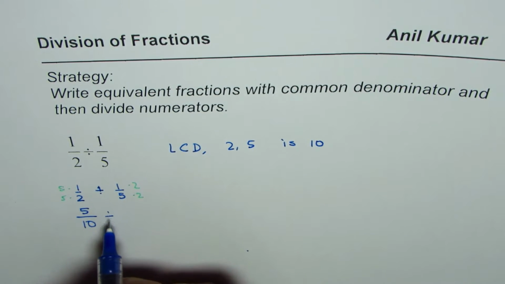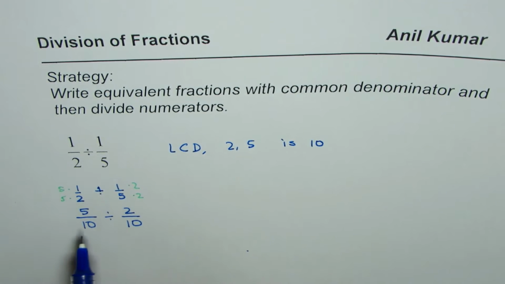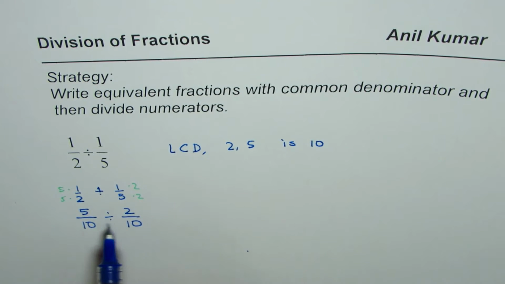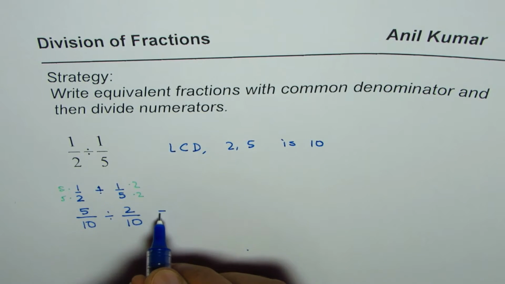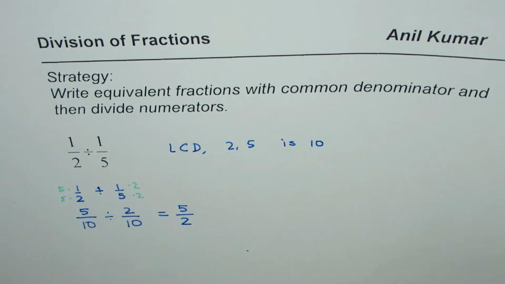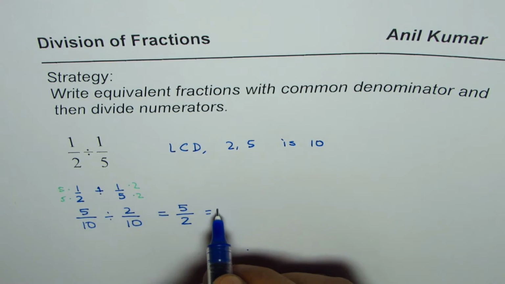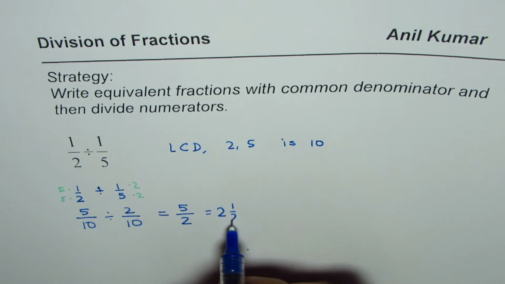5/10 divided by 2/10. Now when they have the same denominator, 5/10 divided by 2/10 is 5 divided by 2, which is the answer. So 5 divided by 2 is the answer. You could write this as a mixed number. Dividing 5 by 2 gives you 2.5.